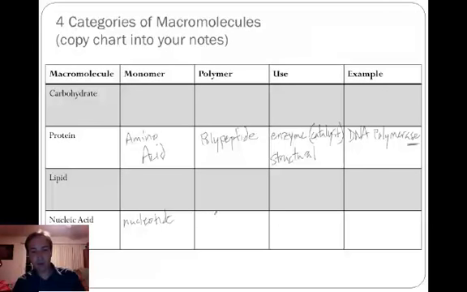And then the polymer would be, there's no real fancy name for it, so we would just say DNA or RNA. Okay. Then as far as use goes, we said to store or transport information. That's really the use of DNA or RNA. So, and I'm going to abbreviate it as info. Okay, and an example again would be DNA or RNA.